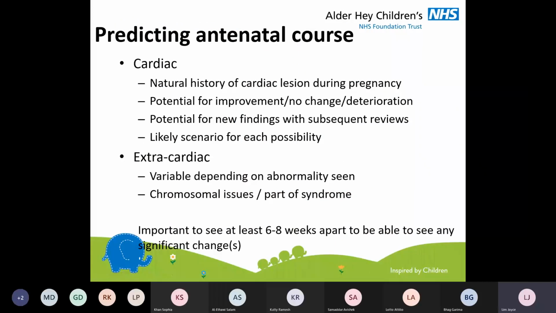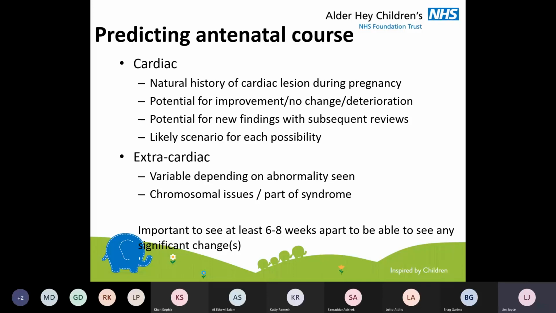So as I said again, with cardiac lesions, it is difficult to predict with entire accuracy what will happen for a particular cardiac lesion. Things can improve. We never tell the parents that it's all doom and gloom. There's always scope for some improvement, no change, or maybe things might get worse.